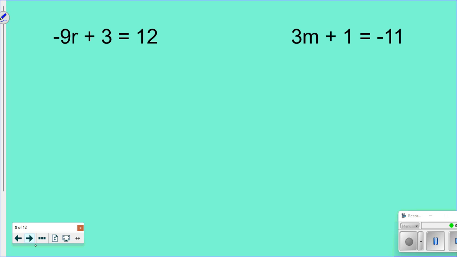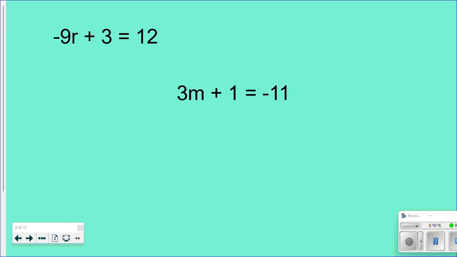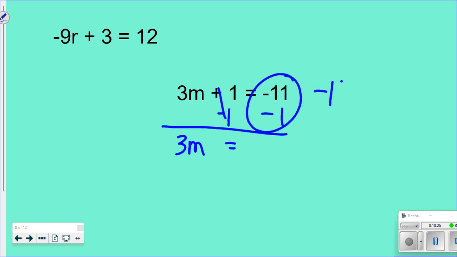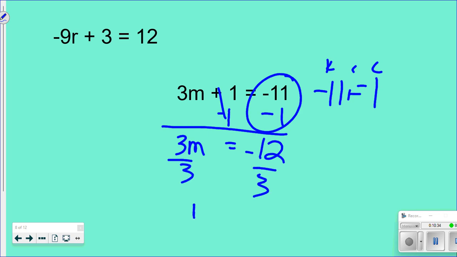One I for sure want to do is this one up on top here because that one has a negative in it. I want to make sure that we can remember how to do those again. So if you just quick watch with me, I'm going to minus 1 and I'm going to minus 1. Okay, so I have 3m equals, now here, look at it, negative 11 minus 1. This is a keep, change, change. So this would be negative 12. Divide by 3, divide by 3, m is negative 4. So careful with keep, change, change.